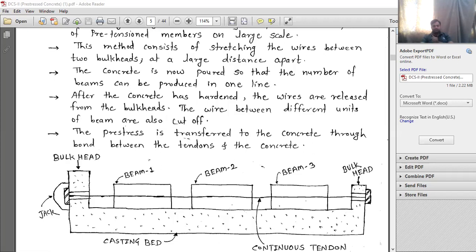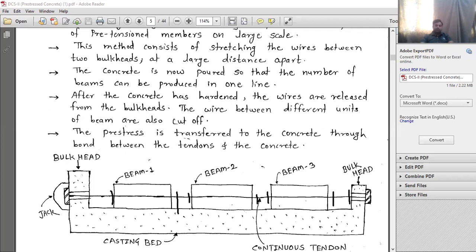And after that, the wires between different units of the beam are also cut off. Okay, so the wires between the different units of the beams are cut off. Once these wires are cut off, see, I can show you, from here, those units are cut off. Okay, from this point here. And then whatever pre-stress is developed in the tendon is transferred to the concrete.